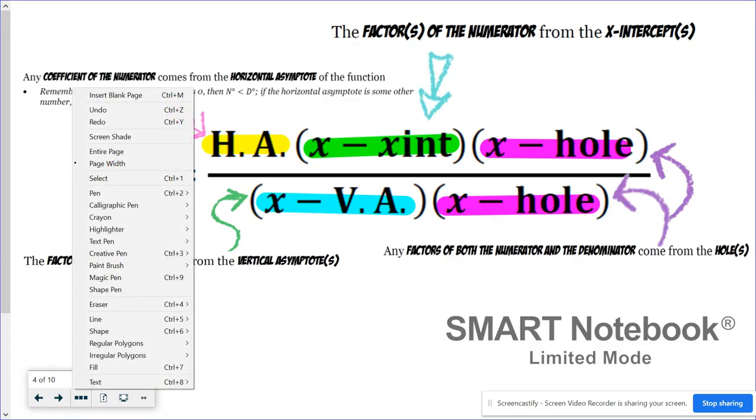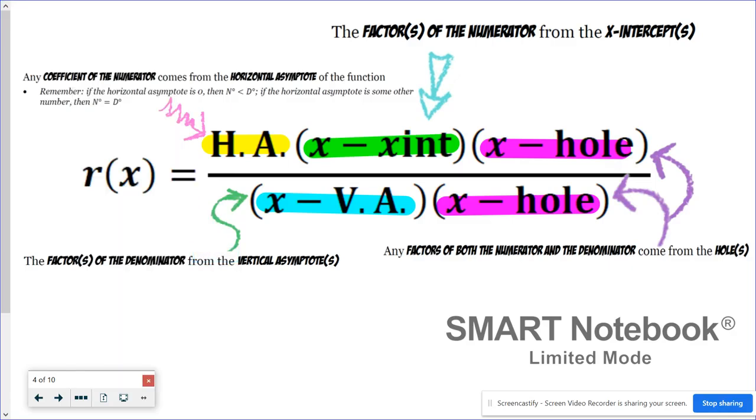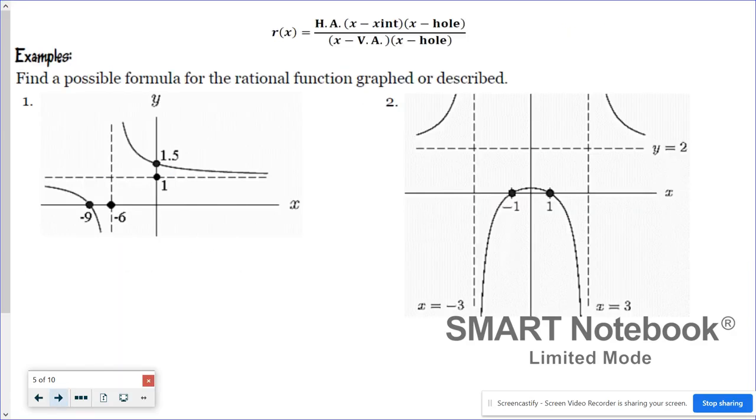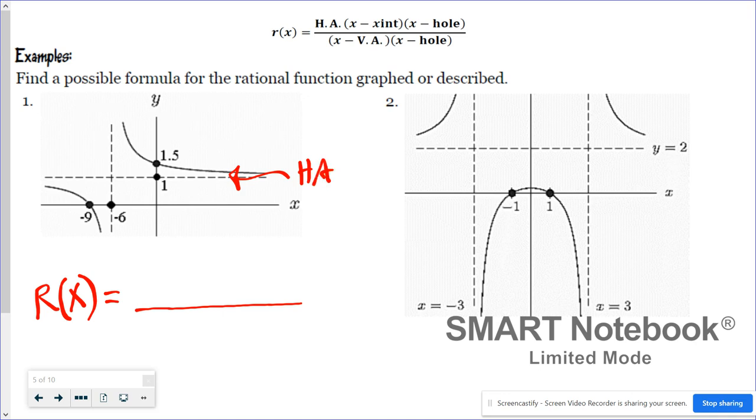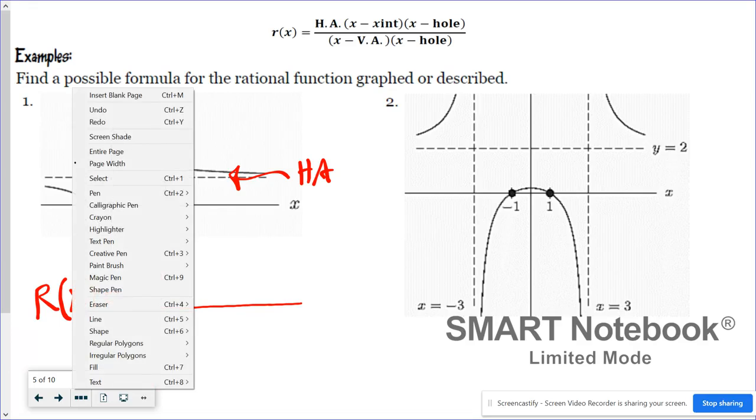Let me get my pen ready, right? So I'm just going to write out my rational functions. So I'm using R for rational. You can use any letter you want. But I got my quotient going, okay? And what's the horizontal asymptote? Well, here in number 1, I have a horizontal asymptote at y equals 1. So that means I'm going to have a 1 as the coefficient in my numerator.